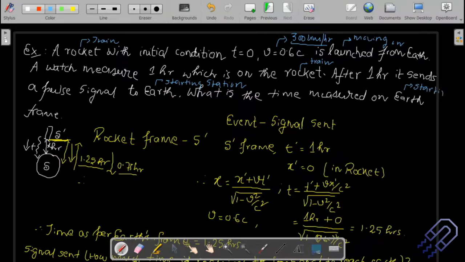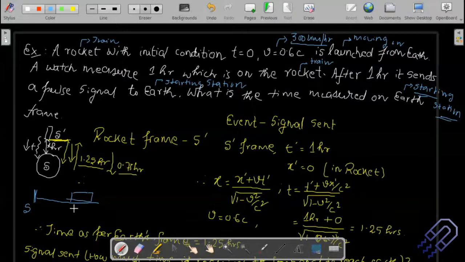Same thing, the idea is the same. You see how I twisted the question, but the idea is the same. If I give you this question in the exam, you should be able to answer it, because it's the same example as the rocket. The only thing is that the velocity is different. The concept remains the same. Here it was moving on the y-axis; here we're talking about the x-axis. We have the starting station, maybe this is the S frame, and the train, which is the S prime frame. There is a watch here measuring time T dash, and here it is T. That's it. The problem is the same.